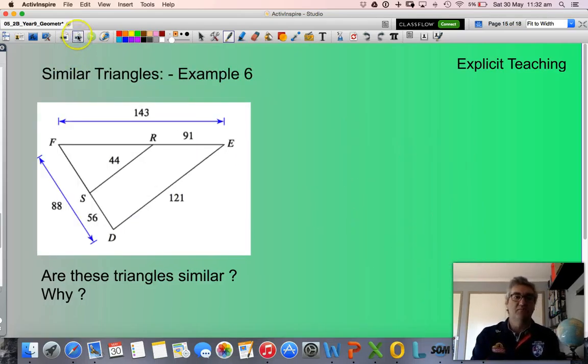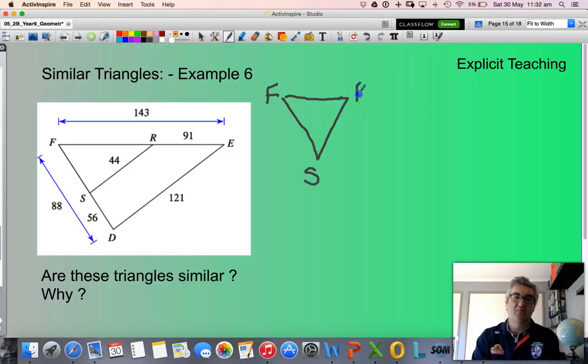Final one. Oops, gone too far. I have two triangles here. I'm going to look to redraw them to see whether they are indeed similar. So, first triangle. Okay, this one here. Here's my F, S, R, and what are the lengths here?